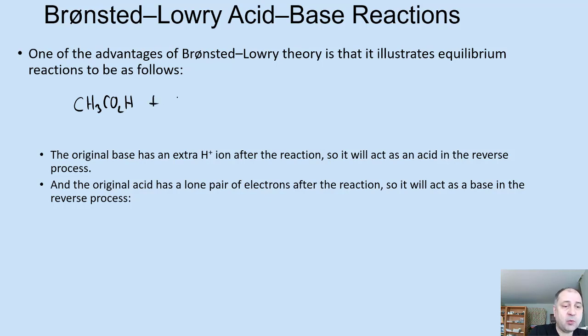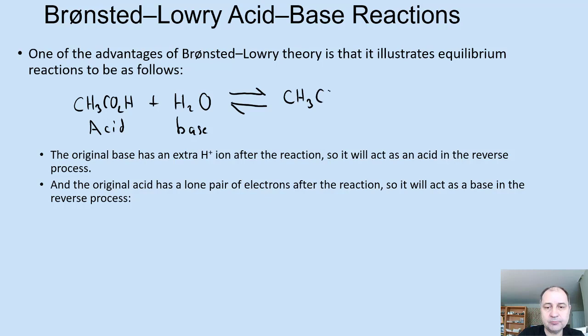And when it reacts with water, as an example, this would be the acid. It is donating the proton, and this would be the base, since it accepts the proton from the acid. So this is a weak acid, so we have an equilibrium. We're going to produce an acetate ion. And the base actually has an extra proton now, right? It becomes the hydronium ion. So the original base here, the water, has an extra hydrogen ion or proton, so it actually becomes an acid. It becomes the so-called conjugate acid.